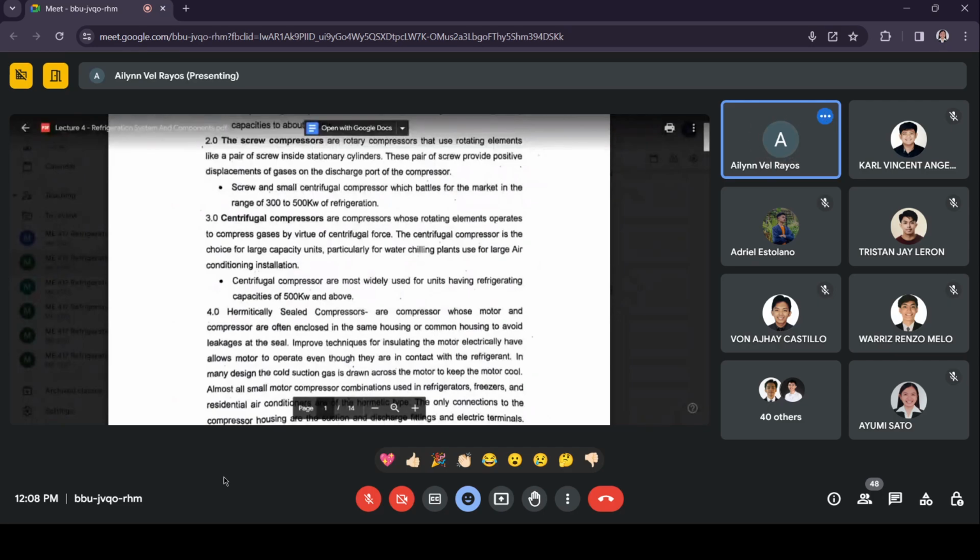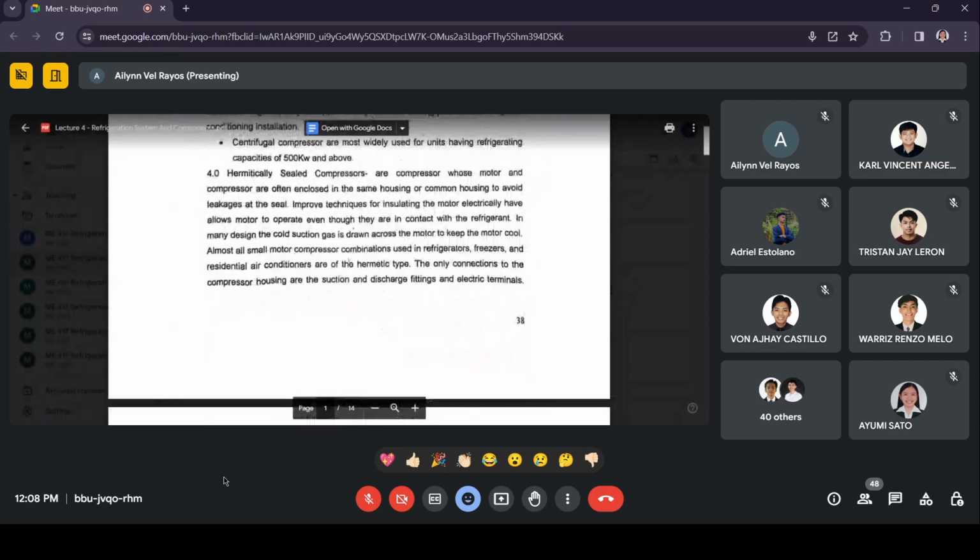So next is the hermetically sealed compressor. Kindly read this, Rio, Angela. Hermetically sealed compressors are compressors whose motor and compressor are often enclosed in the same housing or common housing to avoid leakages at the seal. Improved techniques for insulating the motor electrically have allowed motors to operate even though they are in contact with the refrigerant. In many designs, the cold suction gas is drawn across the motor to keep the motor cool.